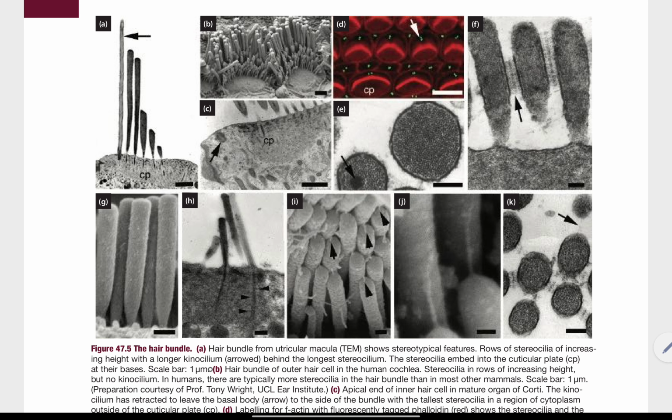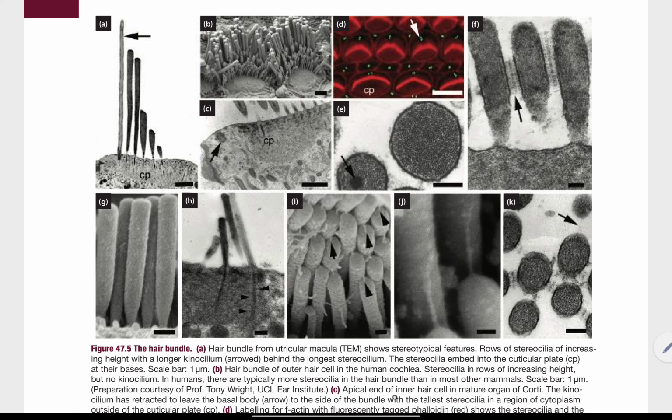Scale 1 μm. B. Hair cell bundle of outer hair cells in the human cochlea. Stereocilia in rows of increasing height but no kinocilium. In humans, there are typically more stereocilia in the hair bundle than in most other mammals. Scale bar 1 μm. Preparation courtesy Professor Tony Wright.